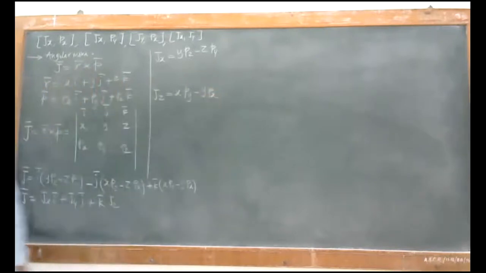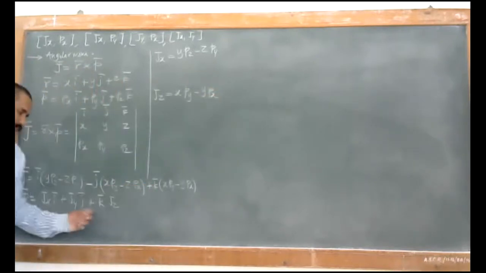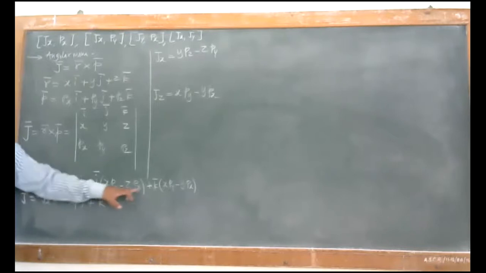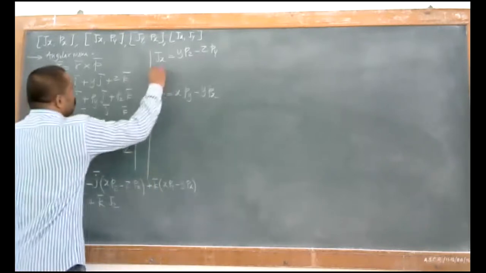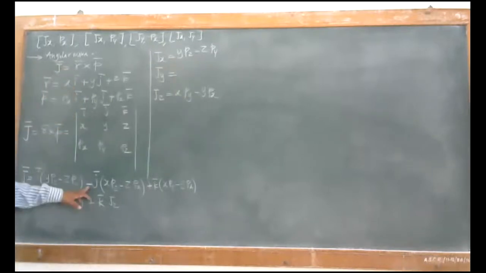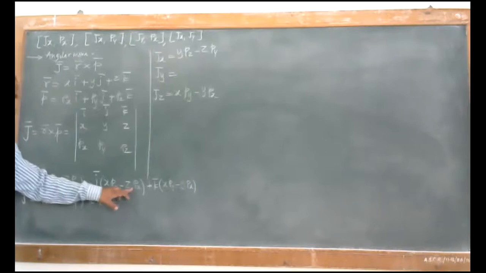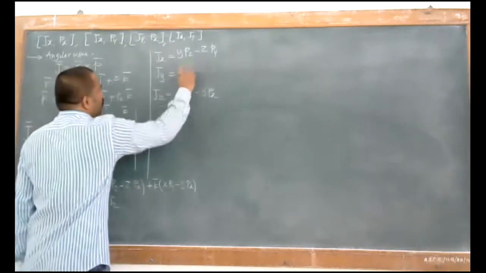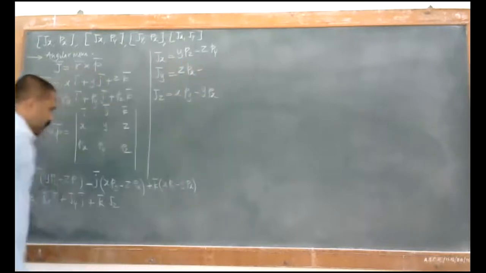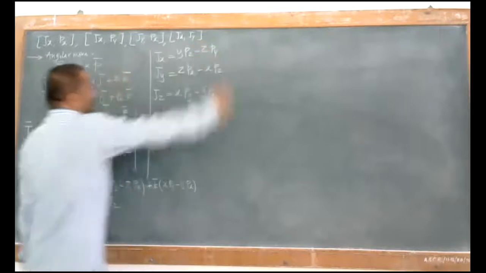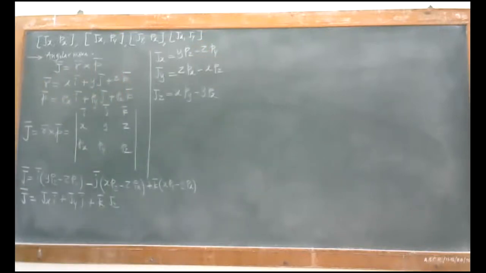In both of these the sign is positive. Look at this, for Jy it is minus. So Jy is minus (xpz minus zpx). Multiplying the minus inside, minus times minus becomes plus, so Jy is equal to zpx minus xpz.